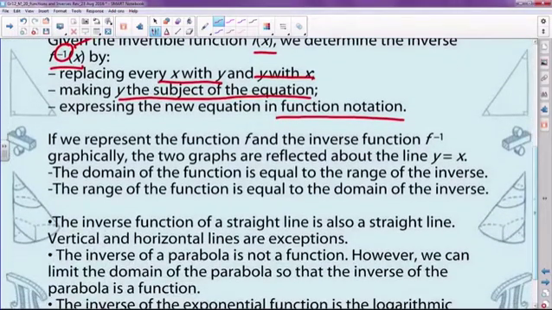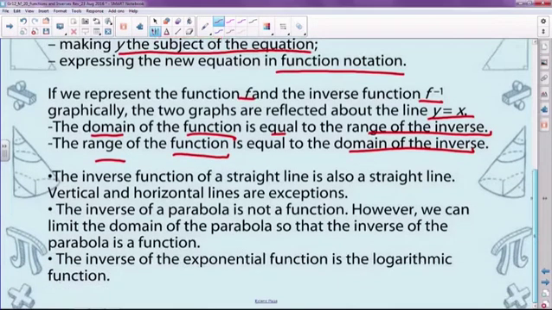Now, if we represent and if we draw the functions f and its inverse function, the two graphs will reflect about the line y is equal to x. Importantly, with inverses, the domain of the original function will then be equal to the range of the inverse. And similarly, the range of the original function will be equal to the domain of the inverse. So those two things swap around as well.